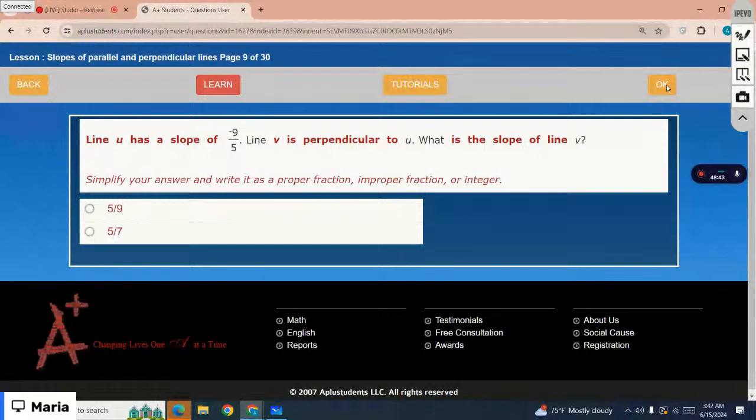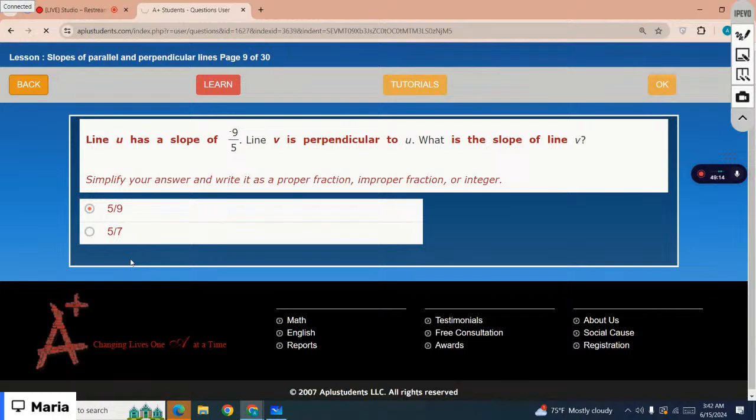Line U has a slope of negative 9 by 5 and line V is perpendicular to line U. What is the slope of line V? So which is the correct option? The correct option is 5 by 9. Option number 1 is the correct option. Okay, you can complete the lesson by yourself later today.